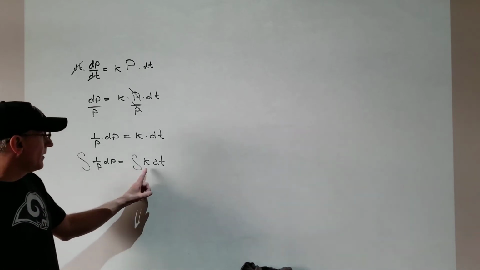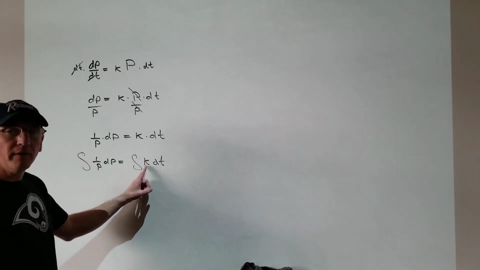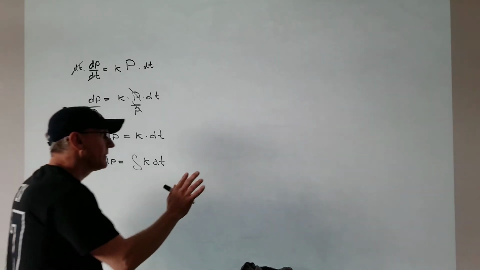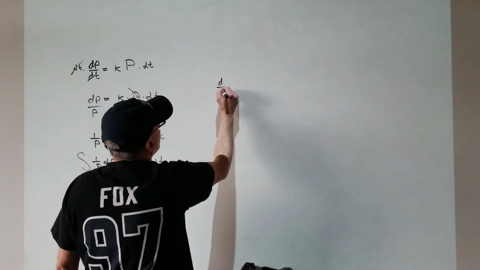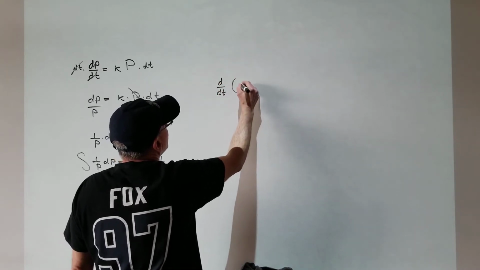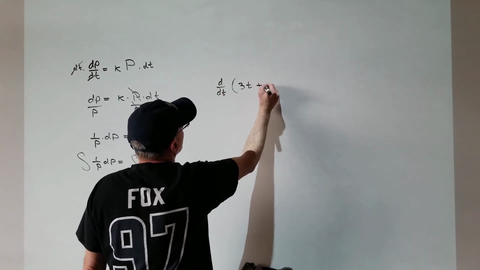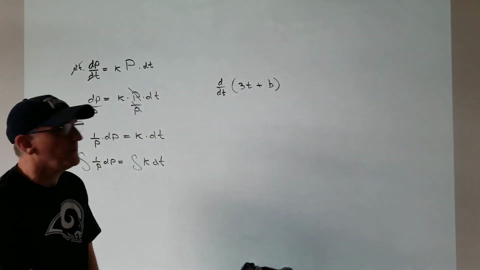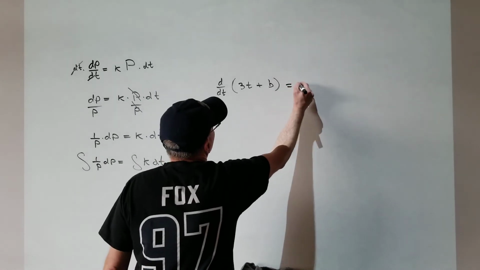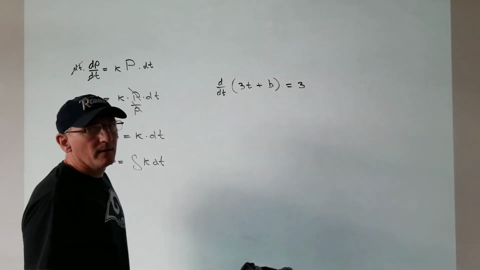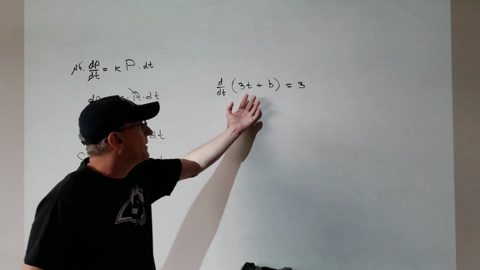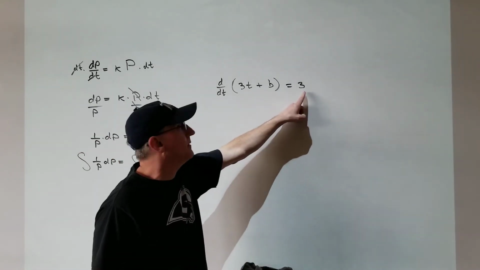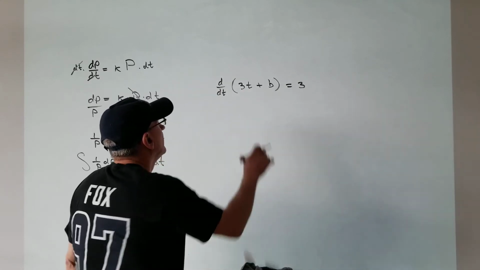I want to explain why it is that the antiderivative of this is kt. Remember, k is a number. So this is just a little aside. When you take the derivative with respect to t of any expression of this form, where b is a constant, you just get an answer of 3. This is a linear equation. It's got a constant derivative. So the antiderivative of this constant would take you back to a linear equation.